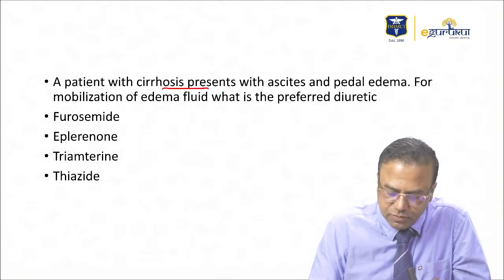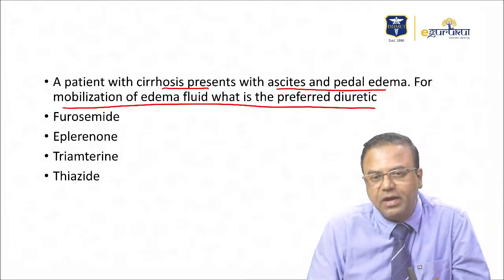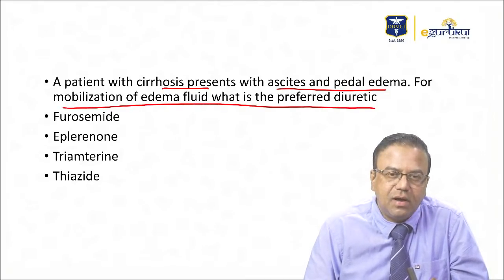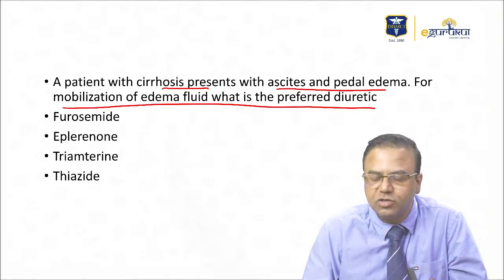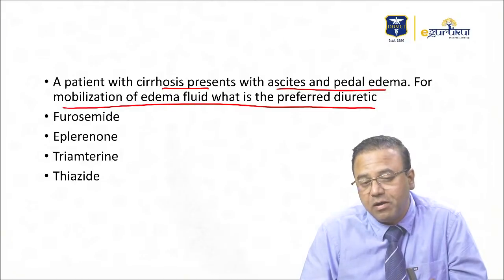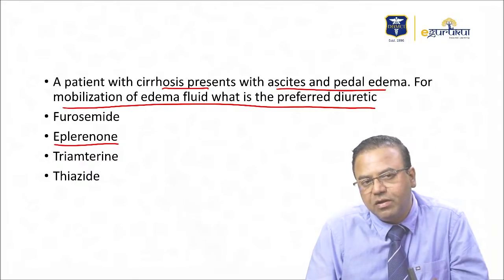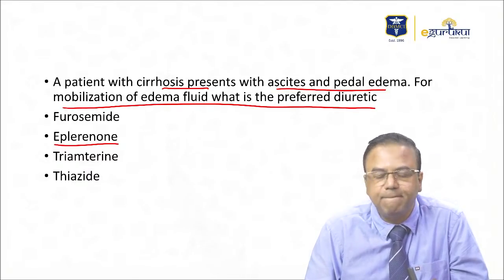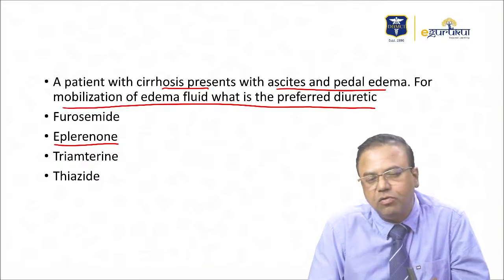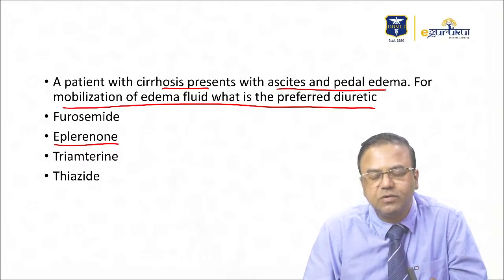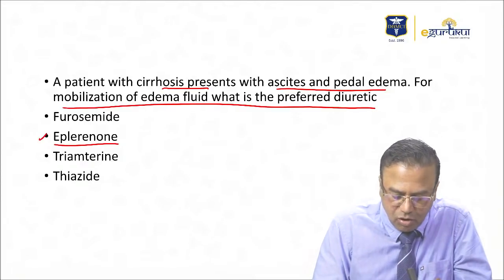A patient with cirrhosis presents with ascites and pedal edema. For mobilization of edema, what is the preferred diuretic? You all know the first line treatment in a patient with cirrhosis and ascites and edema has to be spironolactone. Spironolactone is not there in the choices, but definitely eplerenone and spironolactone are very similar, except that eplerenone is more expensive and slightly safer. We use spironolactone mainly because it is much cheaper and is what was studied in the studies. But definitely eplerenone is a good option over here.